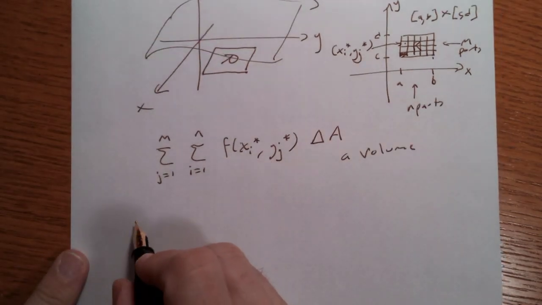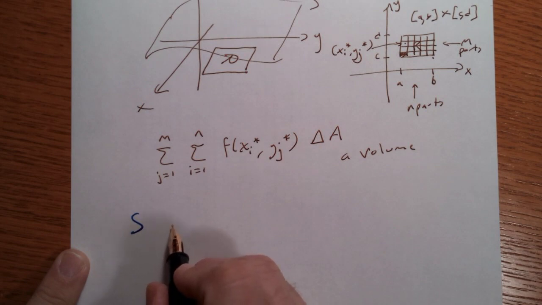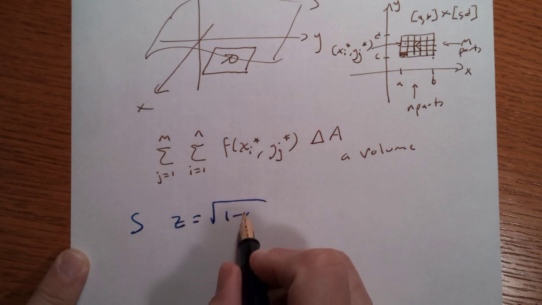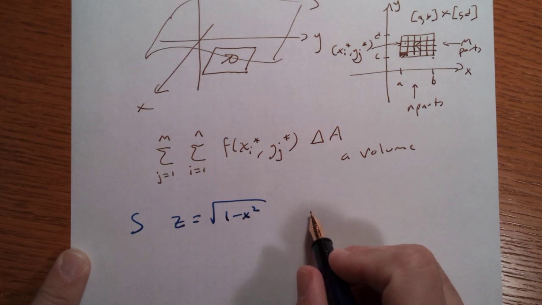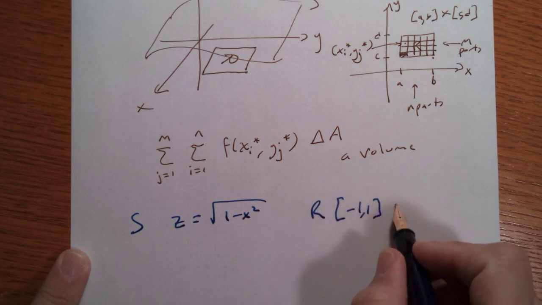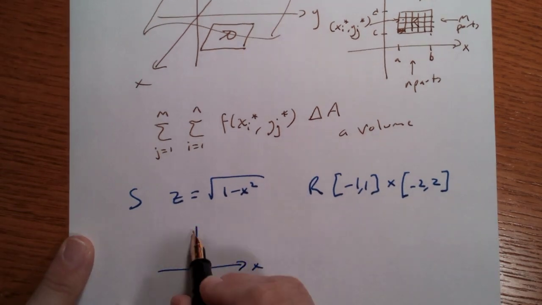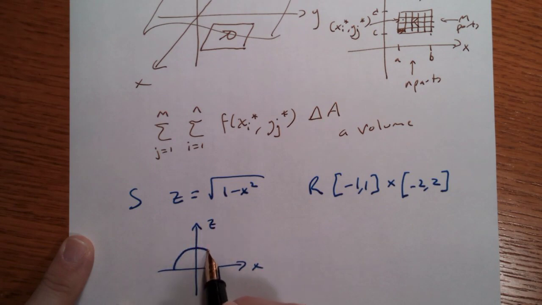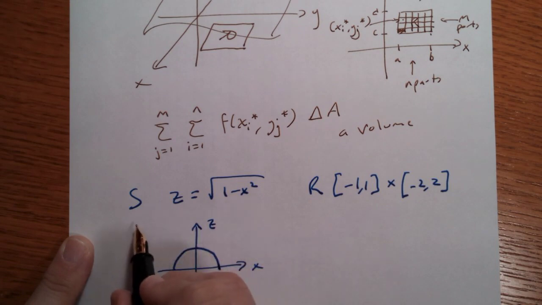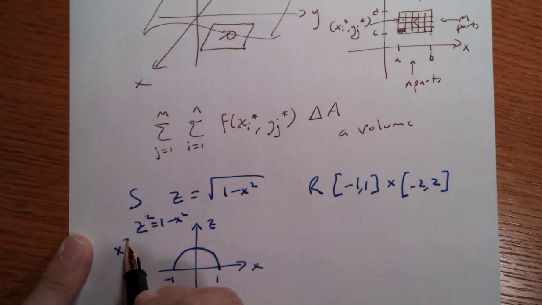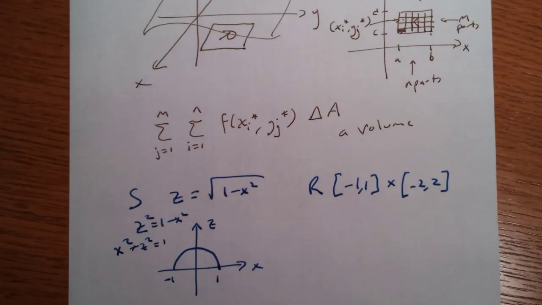So here, let's consider the surface formed by z equals the square root of 1 minus x squared, and we're going to go from -1 to 1 in x and -2 to 2 in y. Now, wait a minute, this function has no y's in it. That makes this a cylinder. And not only that, the curve z equals the square root of 1 minus x squared is the same as z squared equals 1 minus x squared, or x squared plus z squared equals 1. That's part of a circle. That's a semicircle. And in the y direction, it goes from -2 to 2.